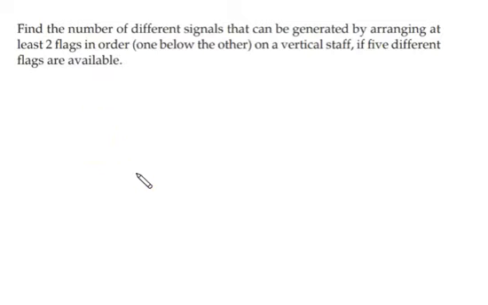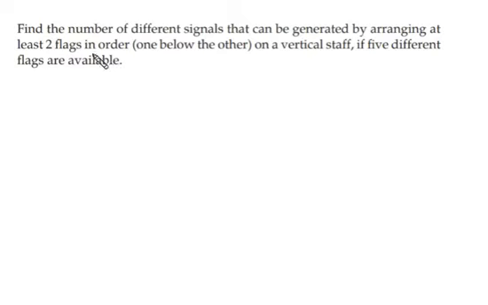Hey guys, so we are back with another question, and in this question we have to find out the number of different signals that can be generated by arranging at least two flags in order, one below the other on a vertical staff, if five flags are available. So we have to arrange at least two flags and we have five flags available.